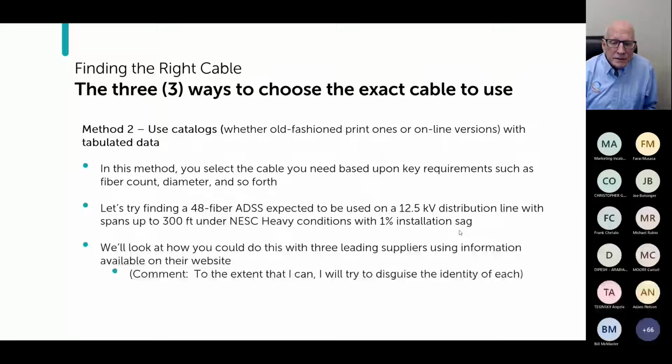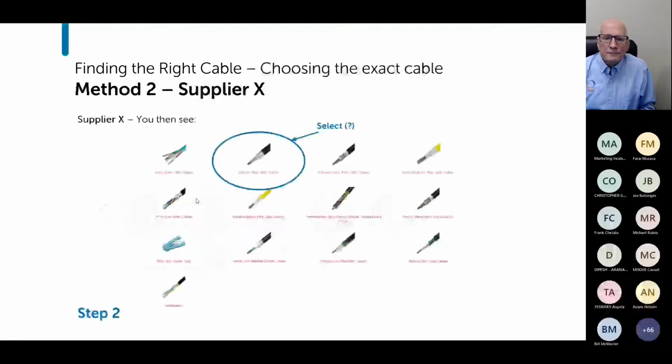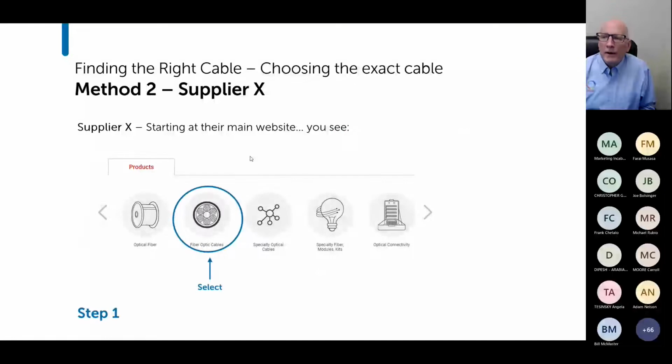1% installation sag is very common. 48 fibers is very common. 300 feet, all of this is very reasonable. So I'm going to look at how you could do this with 3 leading suppliers. They are my competitors, with information that's available on their website. I'm trying to protect their identities. So let's go. We'll start off with supplier X.